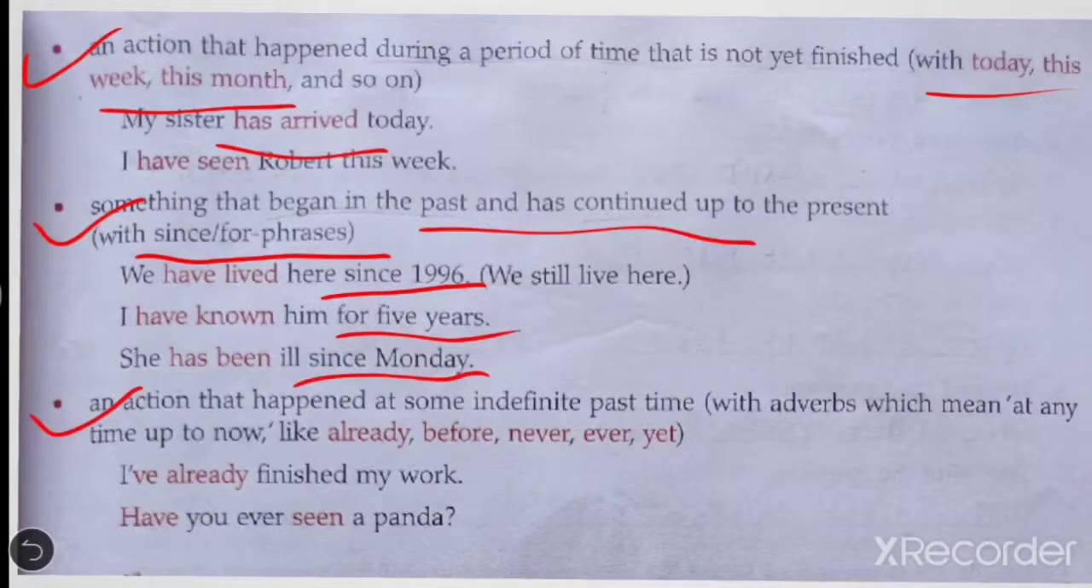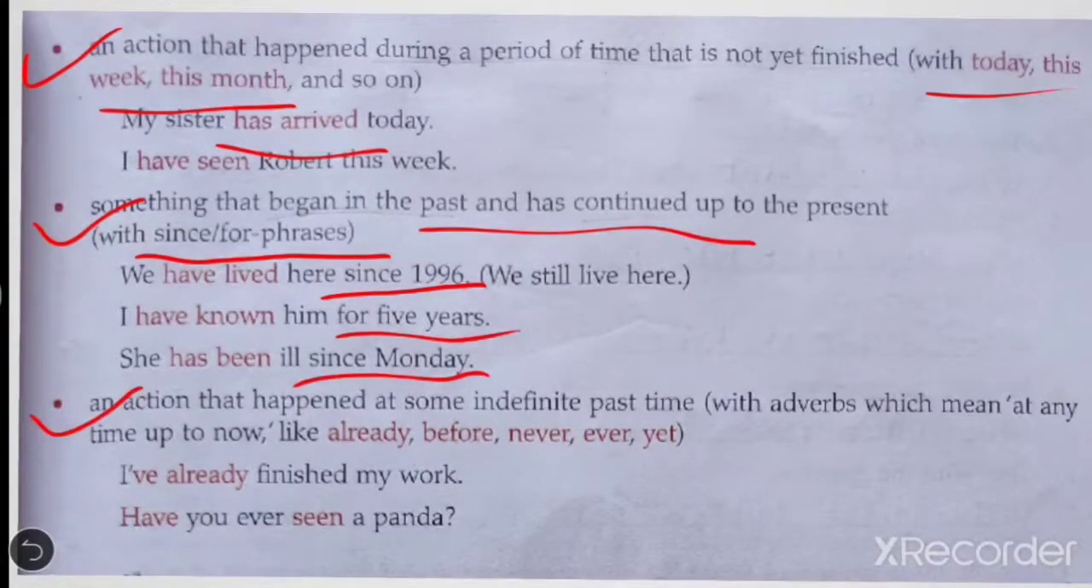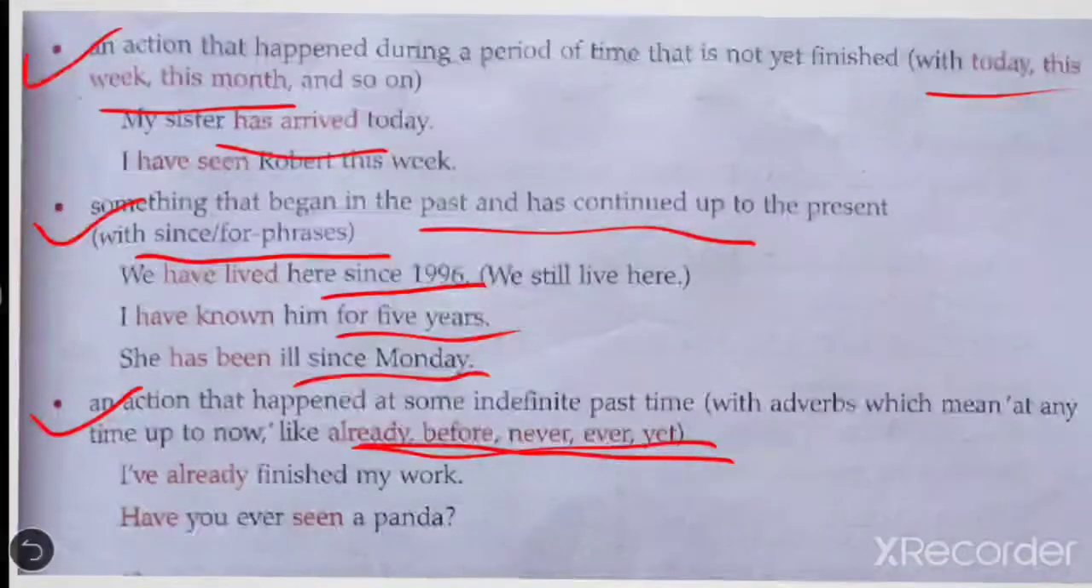The action that happened at some indefinite past time, with adverbs at any time up to now, like already, before, never, ever, yet, just, etc. I already finished my work. Have you ever seen a panda? So when you remember this type of word, then it's easy for you to identify the action that just happened in the past time.